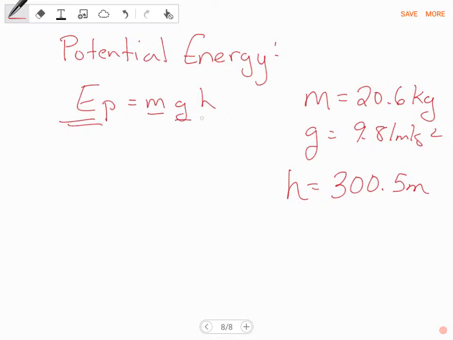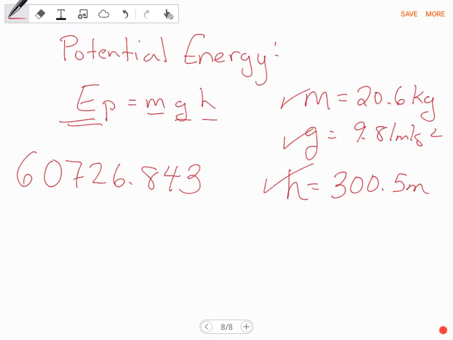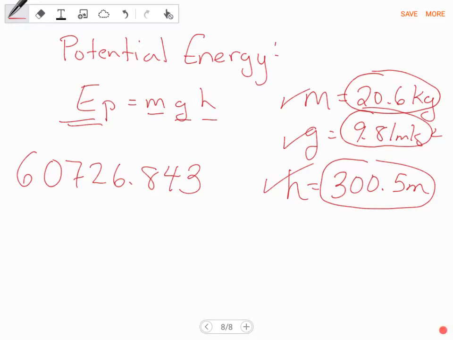Now, I don't want anyone here to worry about the content, but essentially to figure out this answer, we have to multiply this by this by this, which really means we're multiplying this value by this value by this value. Now, if I use my calculator, 20.6 times 9.81 times 300.5, you get a huge value here of 60,726.843. Now, the whole point here is, as you can tell, that this is way more than our allowed significant digits. If you look at the question, this has 3 significant digits, 3 significant digits, and this has 4. This means that our final answer must have 3 significant digits.